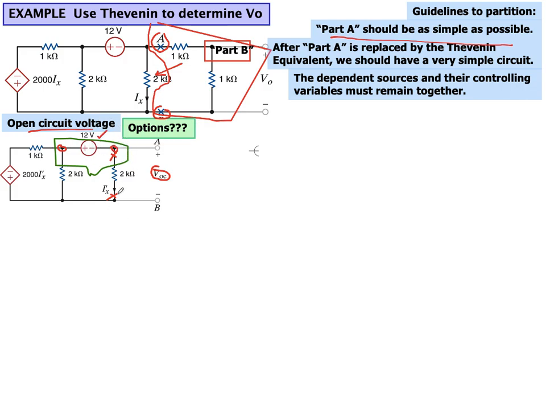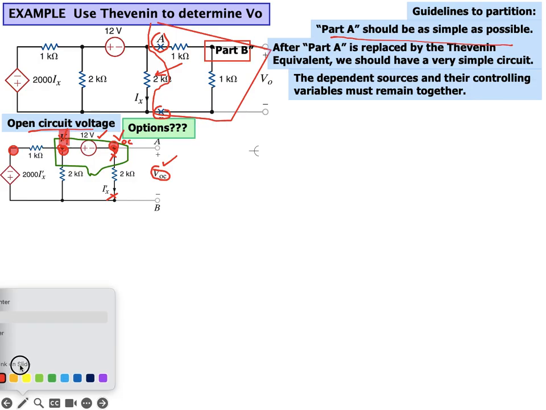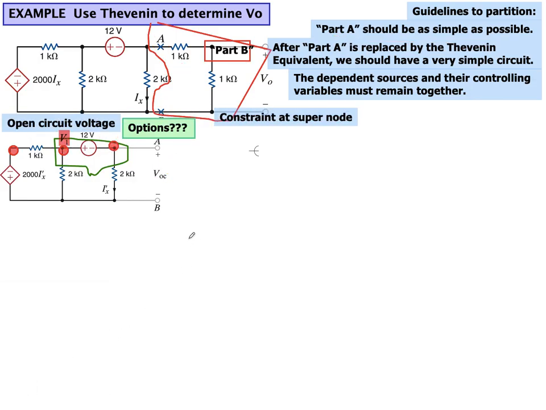So we can apply the super node concept here, and we know whenever there is a super node, we can write down the constraint equation. Here the constraint equation will involve the voltage at this point. Let's say this is V1, and this voltage is the same as V open circuit. So the constraint equation will be V1 minus V open circuit is equal to 12, and from that we can find the value of V1, which is 12 plus V open circuit.